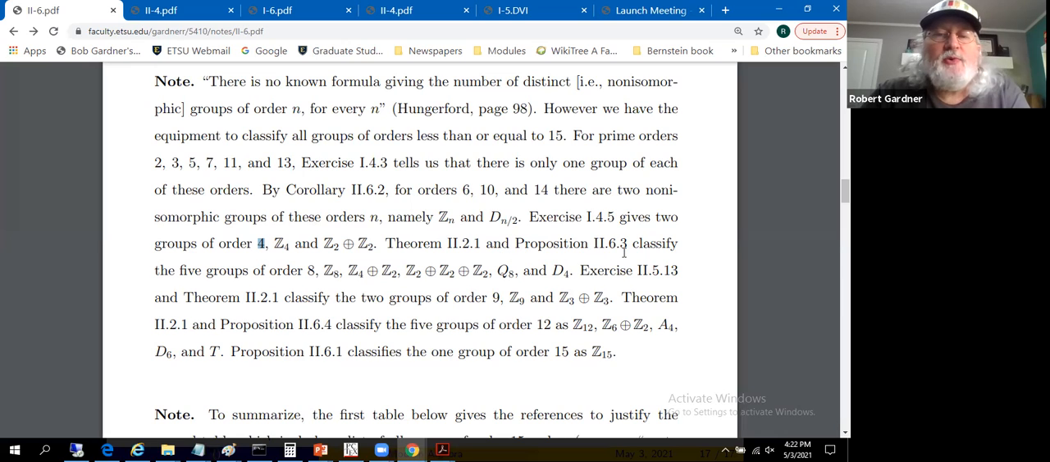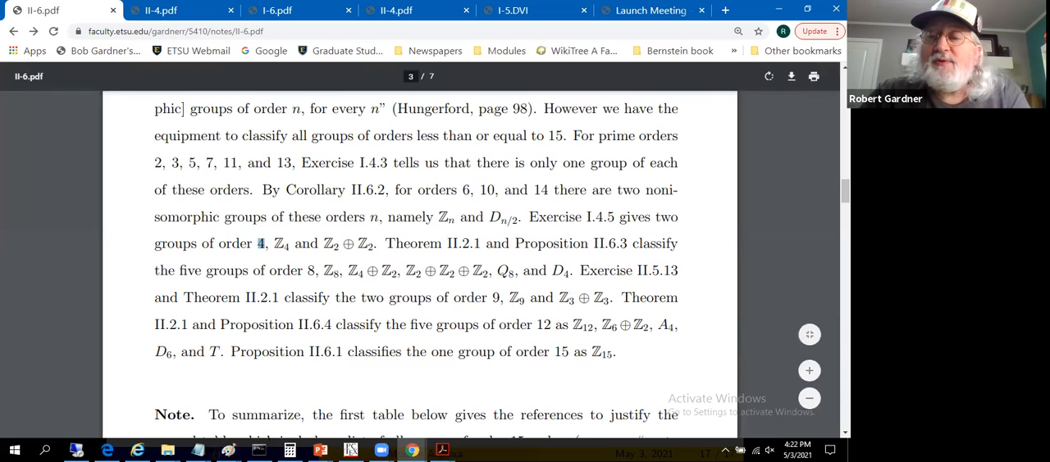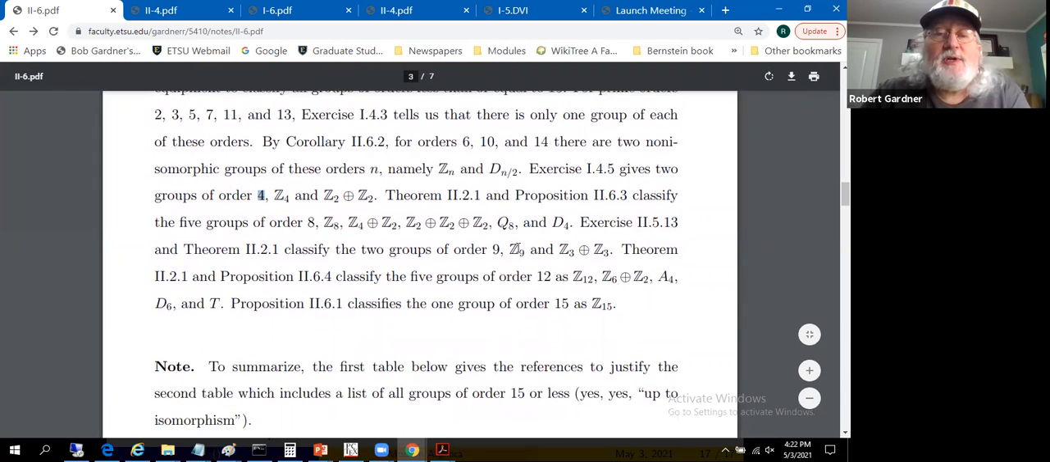Proposition 2.6.3 dealt with groups of order 8. We got a total of 5 groups of order 8. We've got the abelian ones; Theorem 2.2.1 gives the abelian ones, various powers of 2 and direct sums. The non-abelian ones we know by proposition 3 from this section: the quaternions and the dihedral group D sub 4.